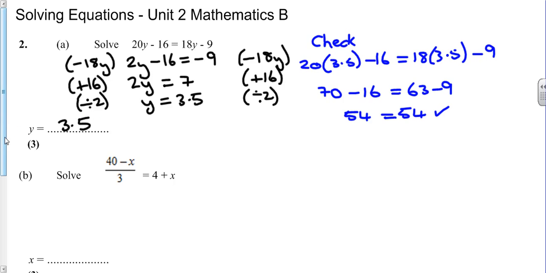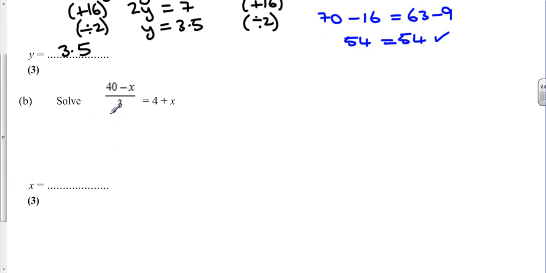On this second question, there is a fraction involved in it, or a divide by 3. And because we were dividing the left-hand side by 3, what we can do is times both sides by 3 to get rid of that slightly awkward looking fraction. If we times the left-hand side by 3, it just means it cancels out the 3 that 40 minus x is being divided by, leaving us with 40 minus x. And if we times the right-hand side by 3, we get 12 plus 3x, because everything is times by 3.